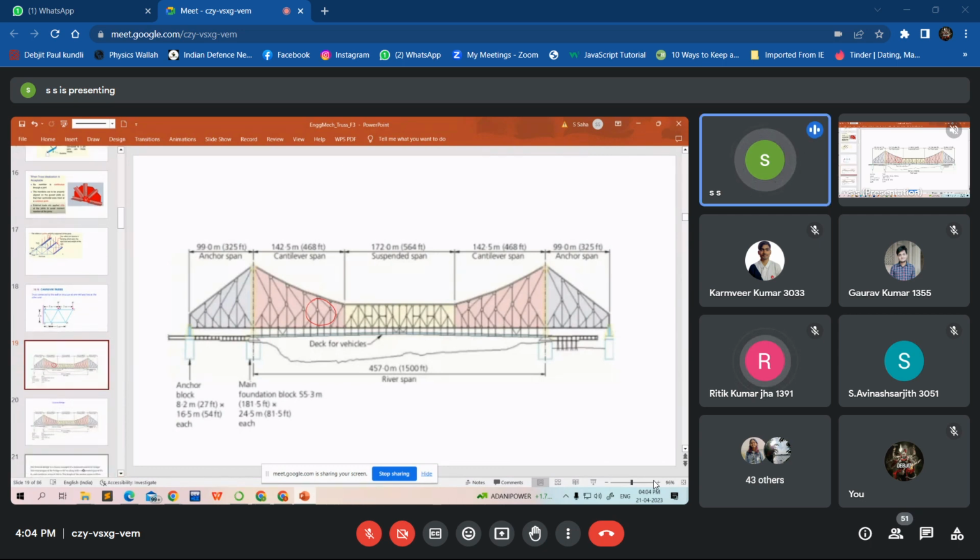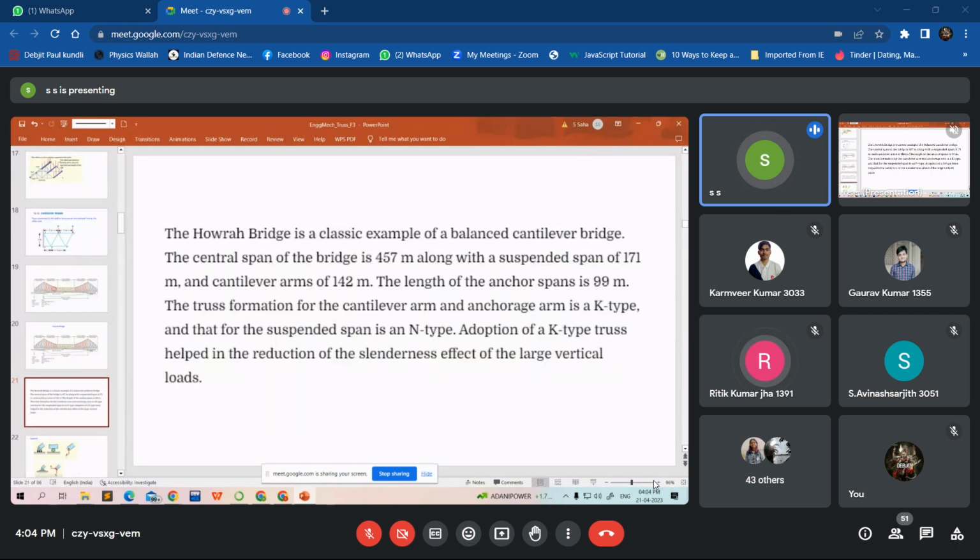So here is some technical information about the Howrah Bridge. Most of us are not interested in the technical information, but I brought it because it is also related to the truss structure, so it is additional information for you. Howrah Bridge is a classic example of a balanced cantilever bridge. It is not supported at both sides, it is supported only on one side. That is the marvel.